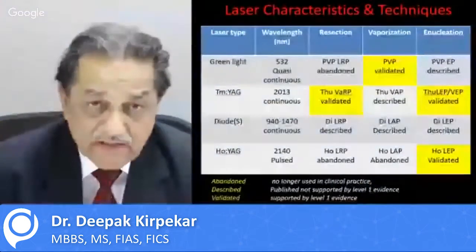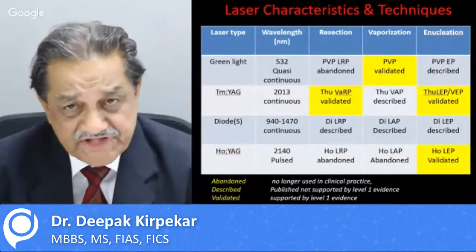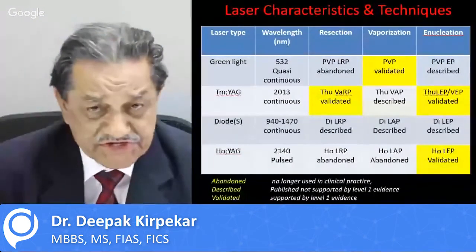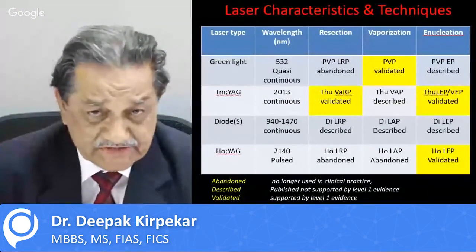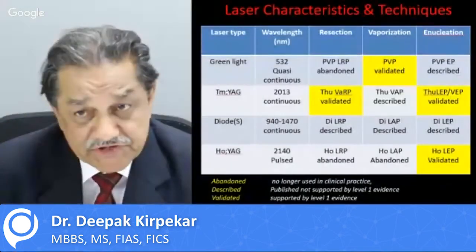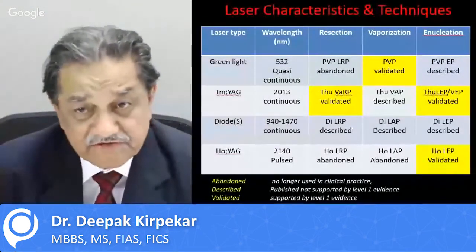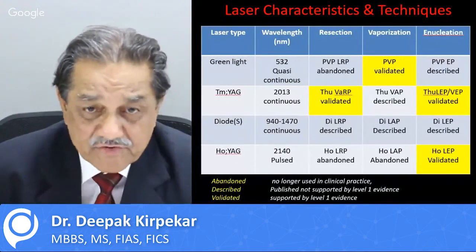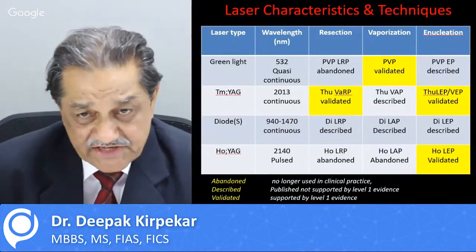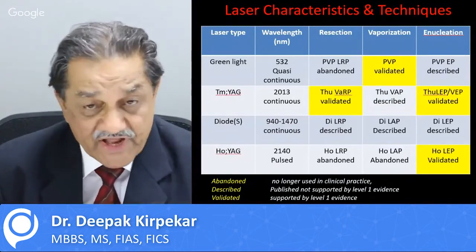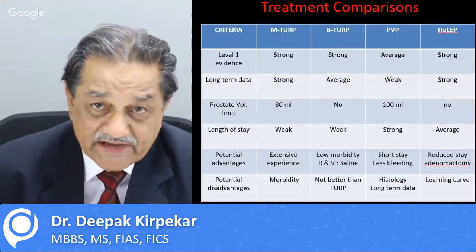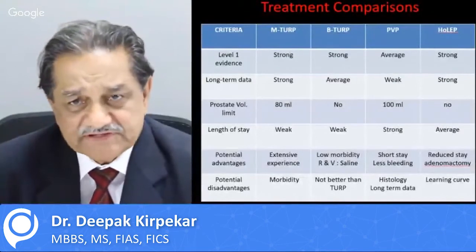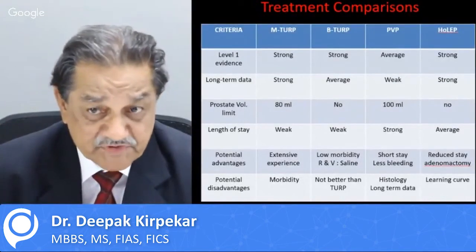Look at this chart. As far as energies are concerned, there are different wavelengths. Green light is validated only for vaporization. Thulium is validated for resection as well as enucleation. Holmium is validated for enucleation, whereas the new diode frequency is yet to be validated, but it's been described and appears to be very encouraging. If you look at the level one evidence, MTURP and BTURP with HOLEP have very strong evidence that they are the best procedures.